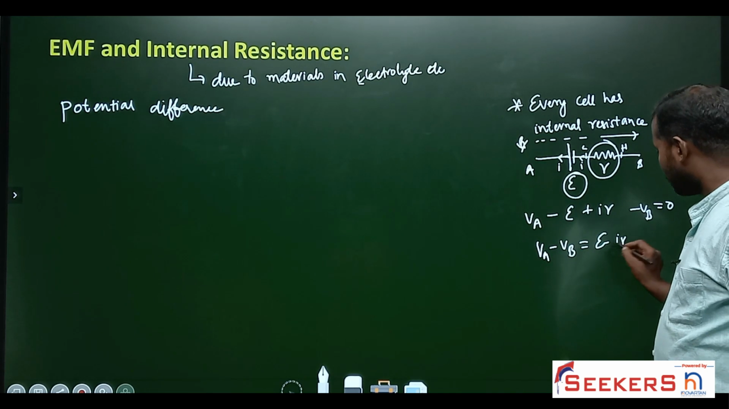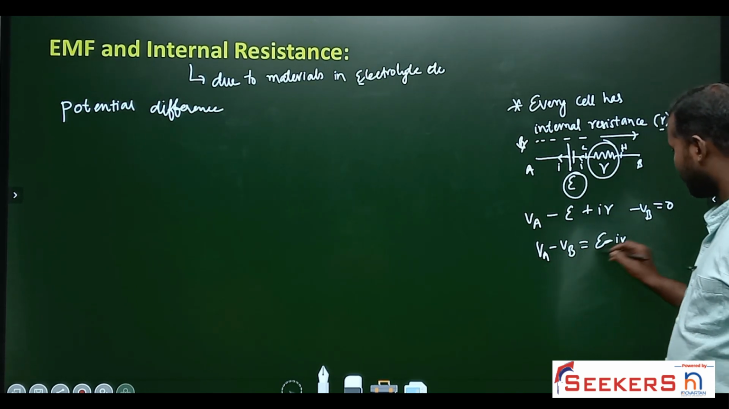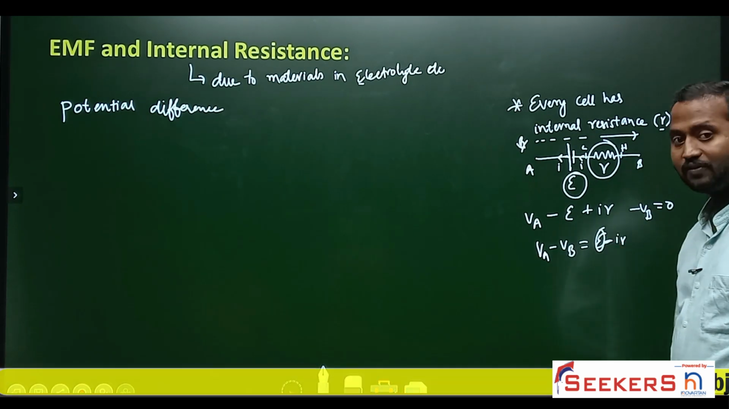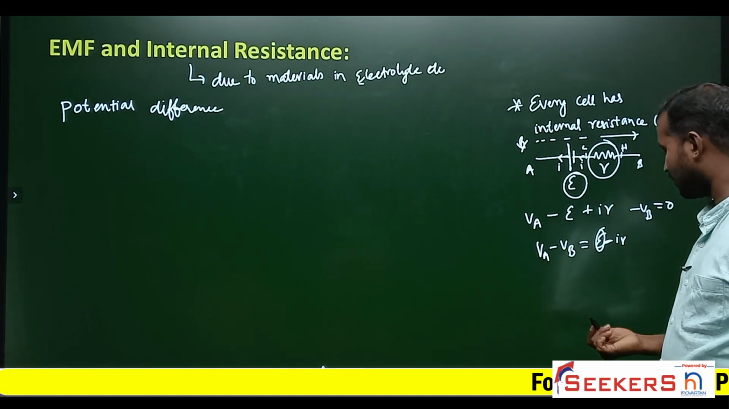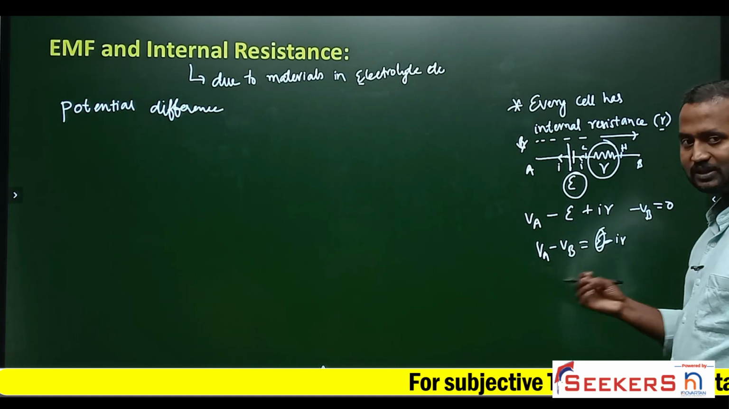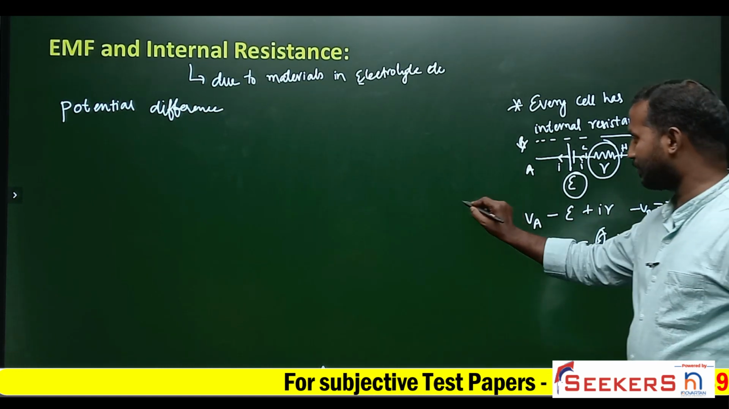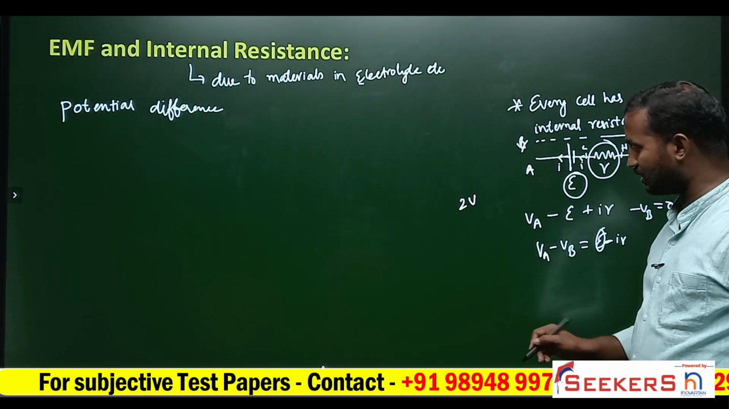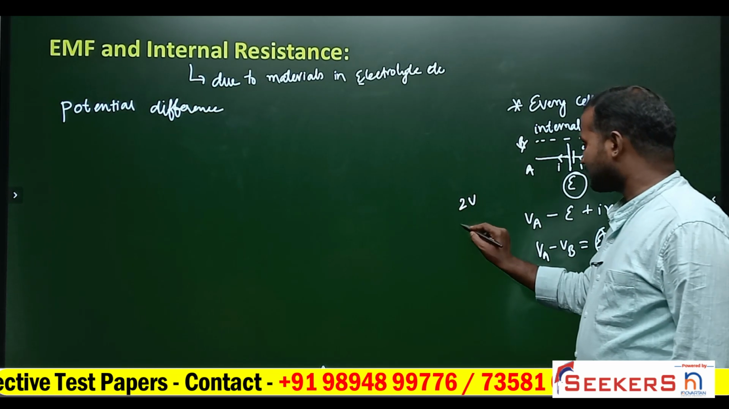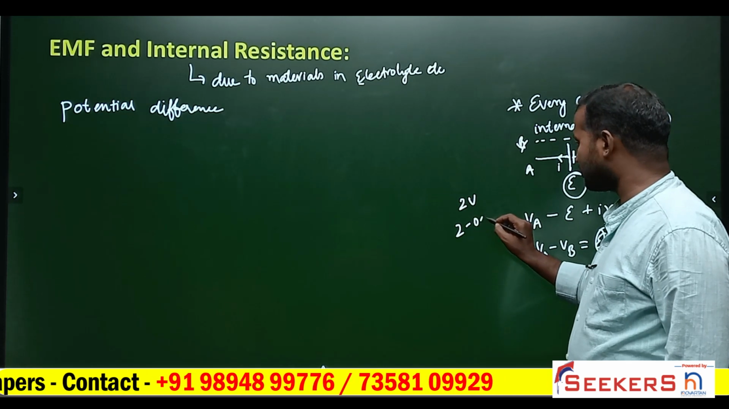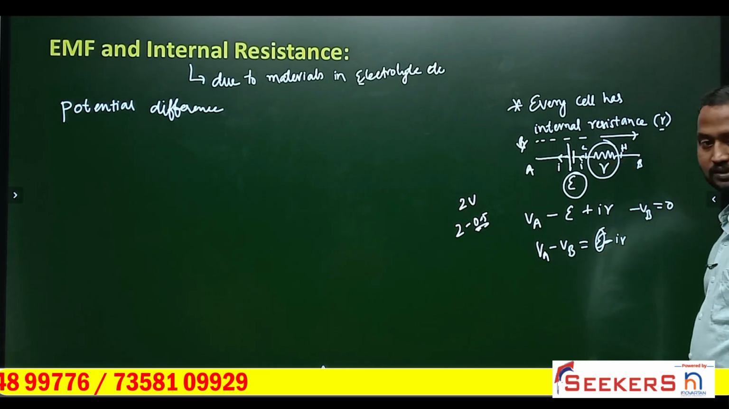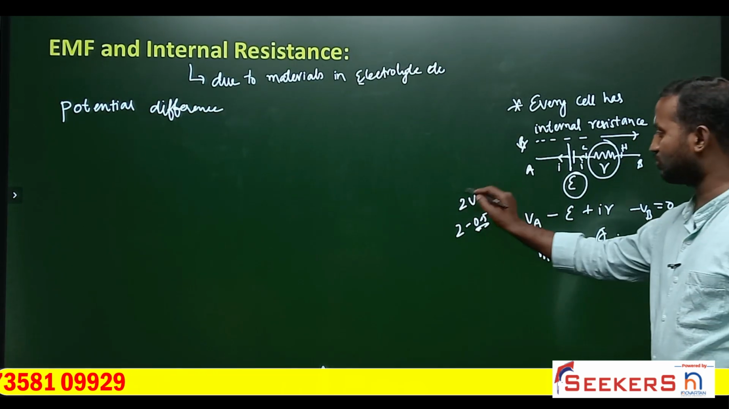Okay. So you can see that whenever you buy a cell of EMF, let us say E, it doesn't offer E voltage or potential difference, but it will offer some lesser value. For example, you are buying a cell of 2 volts, it will never give you 2 volts when you are connecting it to a circuit. That means some voltage, for example some 0.5 volt of potential drop, will be there because of internal resistance. Hence we can't get perfectly the 2 volts.